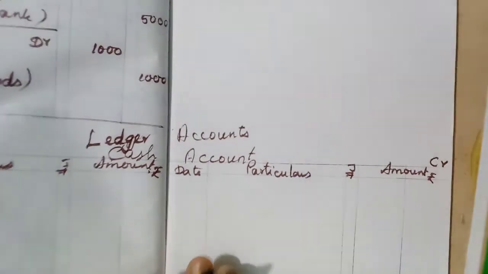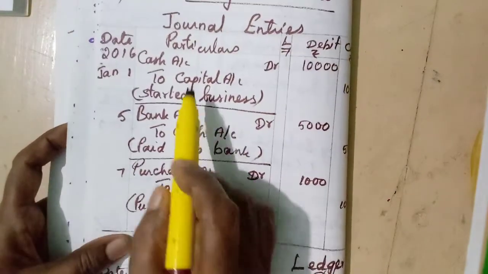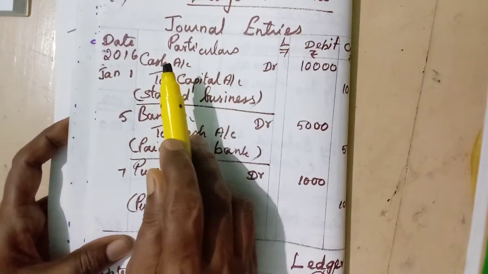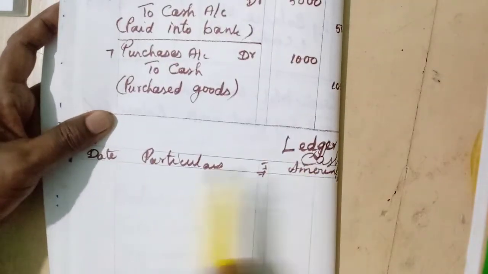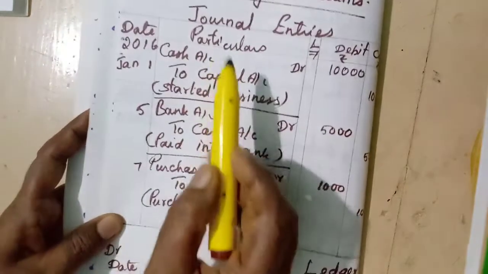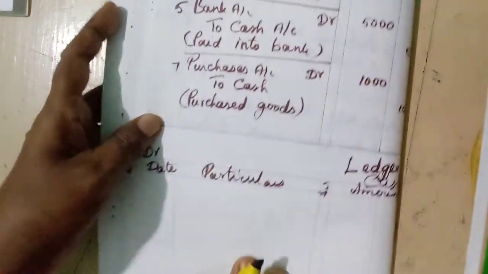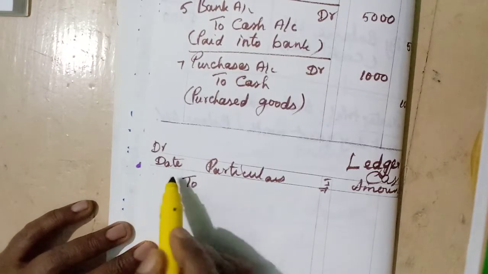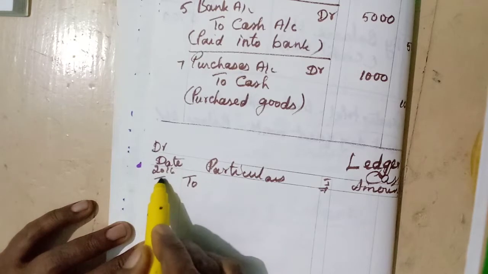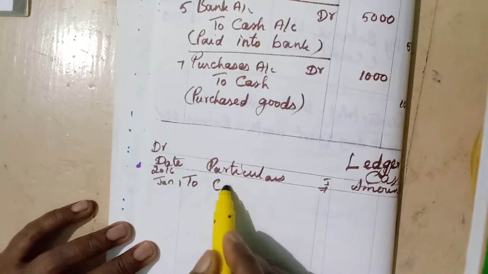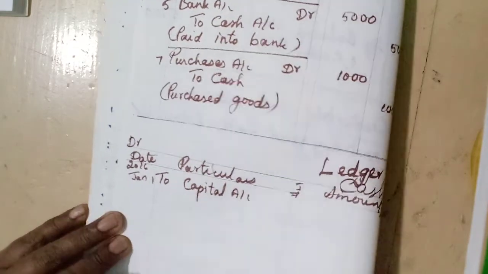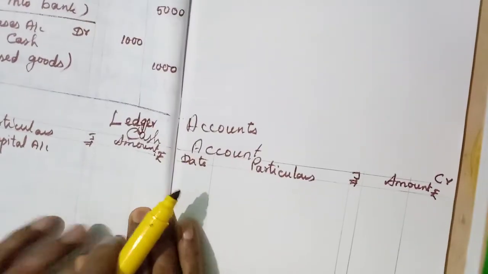Now you have to check the journal entry. Here what is the first entry? Cash account debtor to capital account. Here cash is debited. So in the cash account we have to write on the debit side. Here to capital account. We should write in the same way, to capital account. Before that we should write the date. Okay. 2016 January 1 to capital account. The amount 10,000. So we should write 10,000 in the amount column.